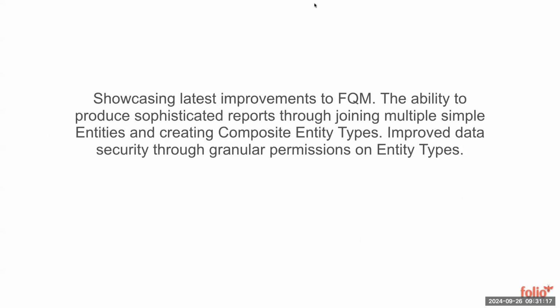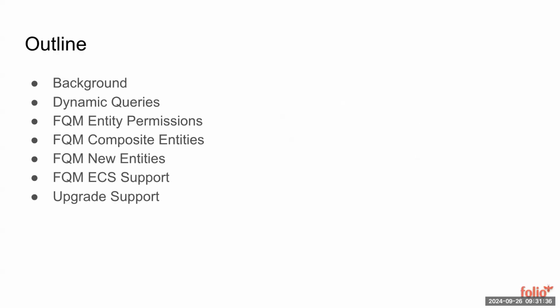We're going to show these new features that we're adding, including this notion of composite entities and the ability to create much more granular, Lego block type entity types. To do that, let's give you a bit of background on FQM if you're not familiar with it, then talk about dynamic queries, the permission model that we've extended into this, the introduction of composite entities, and the ability to vastly increase the number of entities we have in FQM. FQM has now extended its support into the ECS, the enhanced consortial support. So if you're running a consortial node with multiple tenants, you can use FQM across the tenants to some degree. And finally, some facilities we have for upgrading your FQM system as you go from release to release.